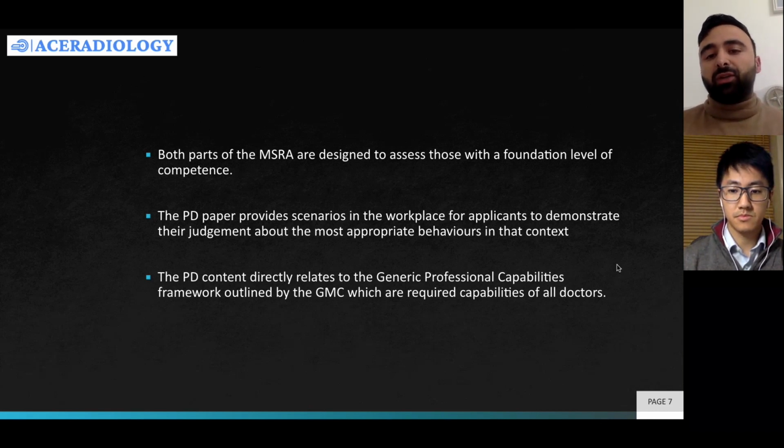All the questions are based on the generic professional capabilities set out by the GMC. So it's very important to go ahead and read that as you're revising and doing these questions, because all the scenarios will be based upon that. And the scenarios you'll come across will essentially be things you'll see in your daily practice at work.